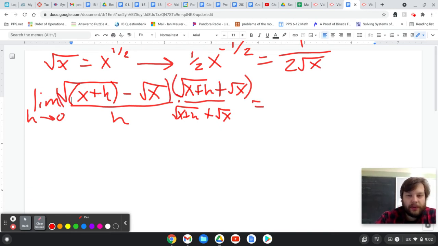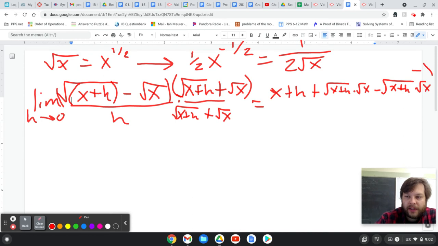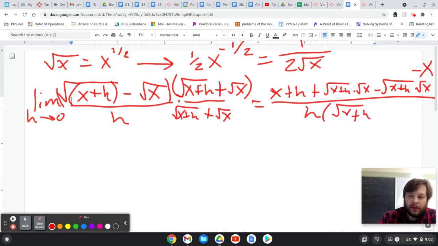When I do the first times the first, the square roots cancel to be x plus h. Then I have square root of x plus h times square root of x. And I have a negative square root of x plus h times square root of x. And at the very end, I have minus x because the square roots cancel. All of that is divided by h times square root of x plus h plus square root of x. Oh, forgot to write the limit. The limit as h goes to 0.